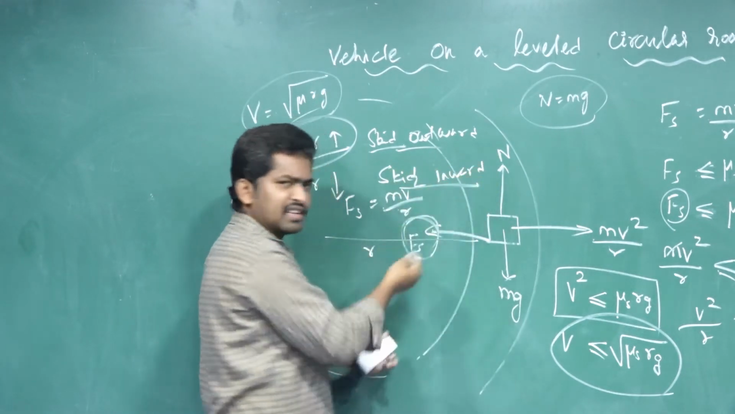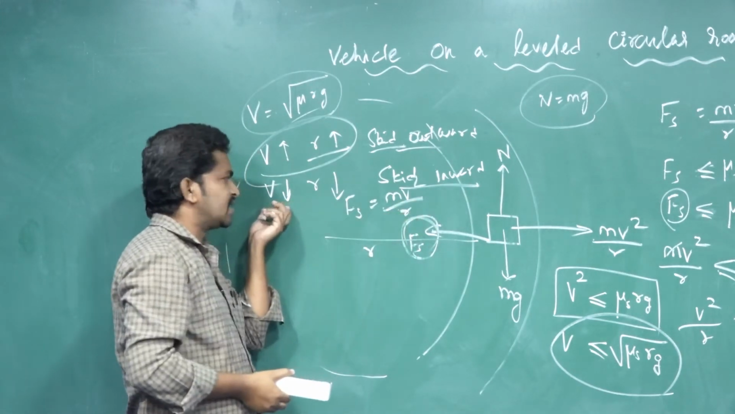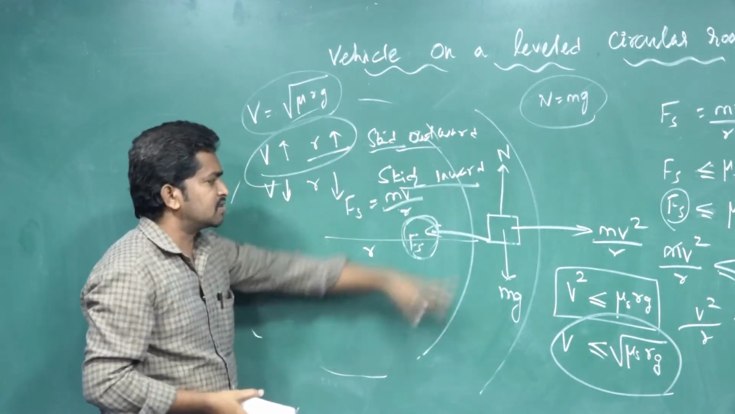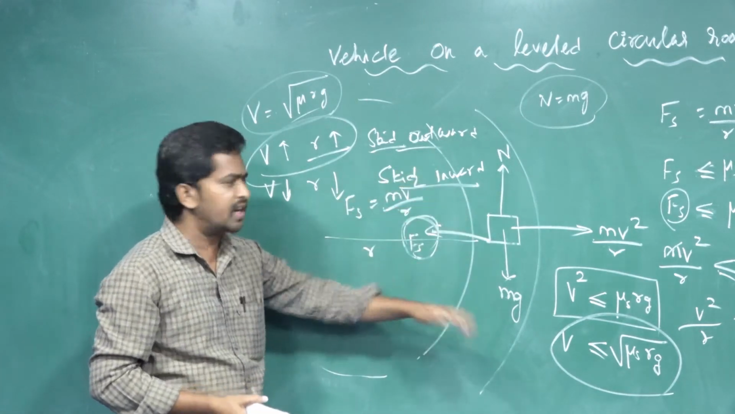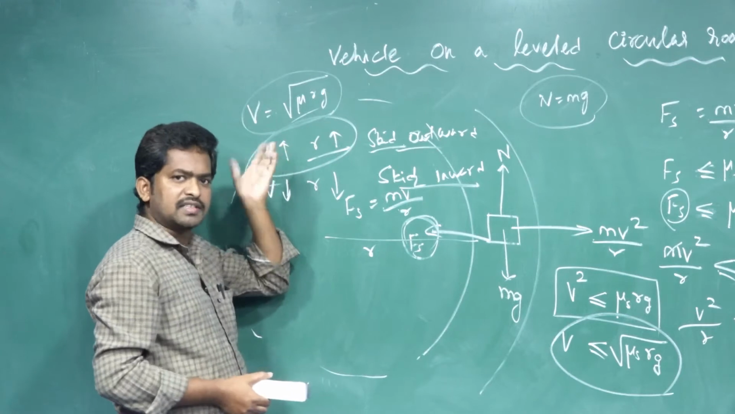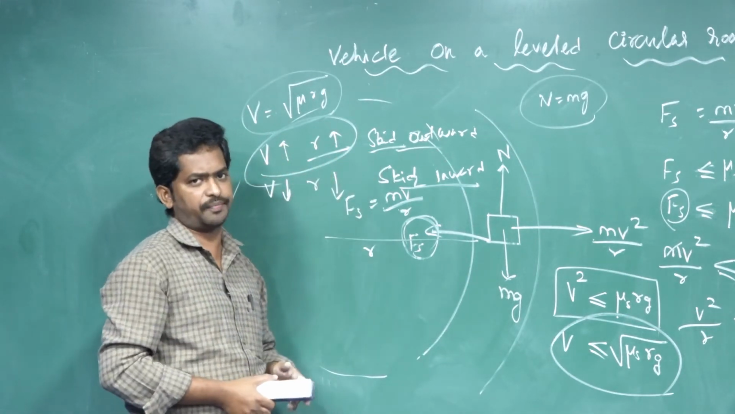I mean it slips in inward direction. The car must slip in inward direction when the velocity of the car decreases in a circular road. So V decreases, r also decreases, and the car skids in inward direction. When velocity increases, the radius of the circular path also increases, so the car skids in outward direction.